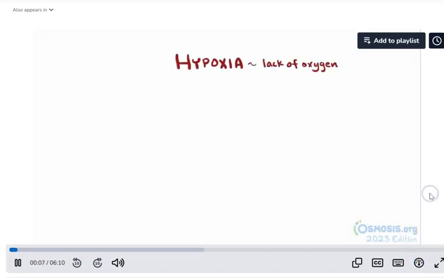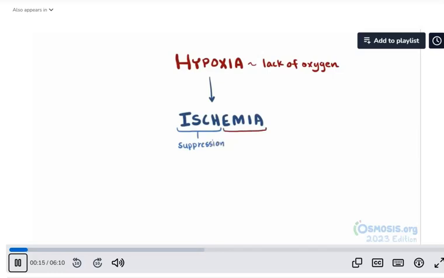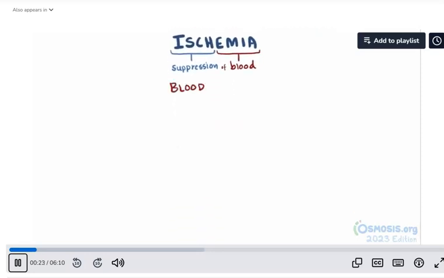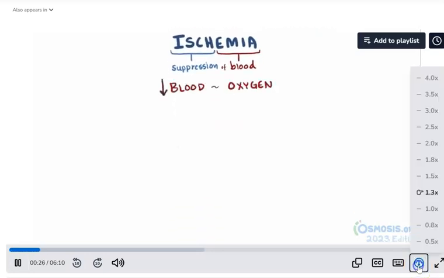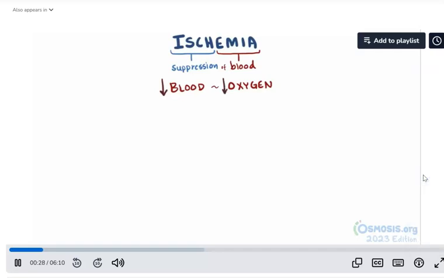Hypoxia, or lack of oxygen in cells and tissue, can happen in a number of ways, and ischemia is one of them. Isco means restraint or suppression, and emia refers to the blood. So ischemia must mean some kind of suppression or reduction of blood flow to an organ or tissue. And blood carries oxygen, right? So when there's a reduction in blood flow to cells, that also means there's a reduction of oxygen to those cells, and this is due to the lowered blood flow in the blood vessels.